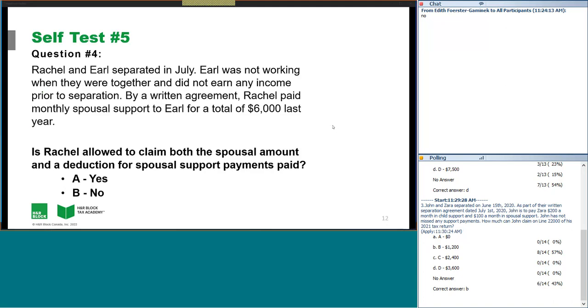Question 4, Rachel and Earl separated in July. Earl was not working when they were together and did not earn any income prior to separation. We just learned the answer to this, but you could read ahead. By a written agreement, Rachel paid monthly spousal support to Earl for a total of $6,000 last year. Is Rachel allowed to claim both the spousal amount and the deduction of spousal support payments? Can she claim both things?